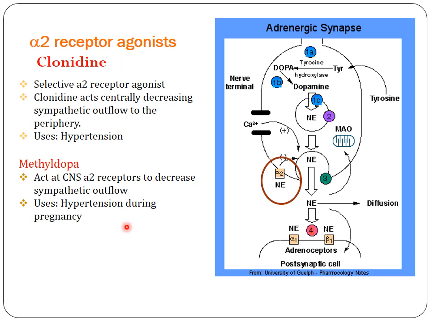Both of them are used in the treatment of hypertension, especially hypertension during pregnancy. The mechanism is that it is going to stimulate alpha 2 and inhibit the sympathetic outflow by inhibiting noradrenaline release into the synaptic space.